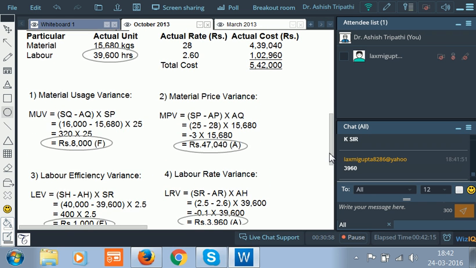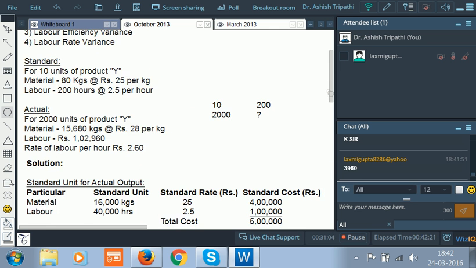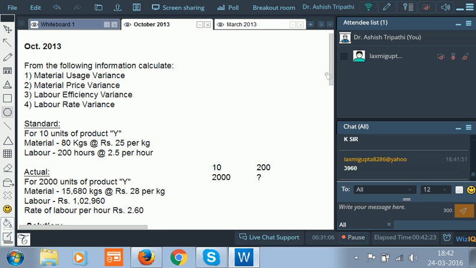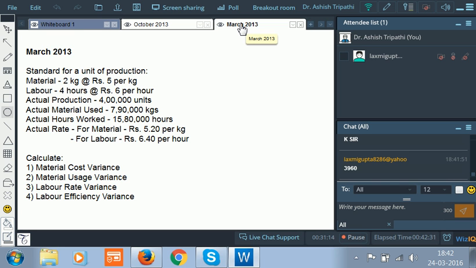So I hope you have understood this question. This was asked in October 2013. So these are the things which we were supposed to calculate. Now let us go for the next question. Next year, March 2013. Let us understand this question.